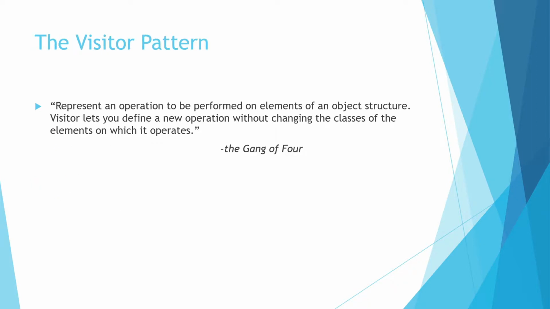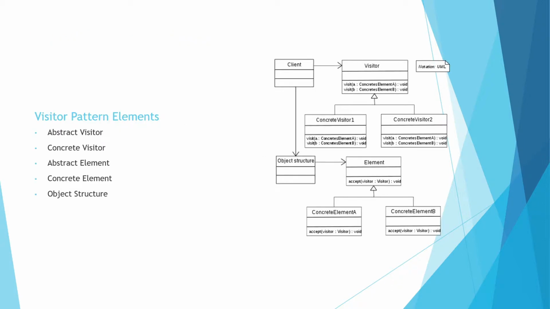So the visitor pattern, as defined by the Gang of Four, represents an operation to be performed on elements of an object structure. Visitor lets you define a new operation without changing the classes of the elements on which it operates. So with that definition, let's dive in and see what that means in practice.